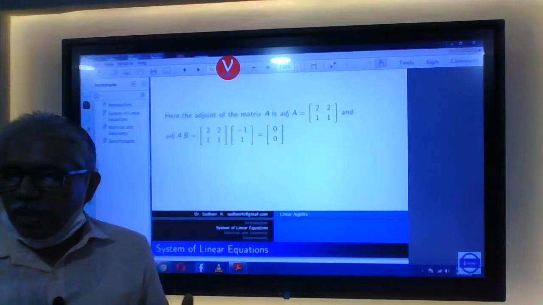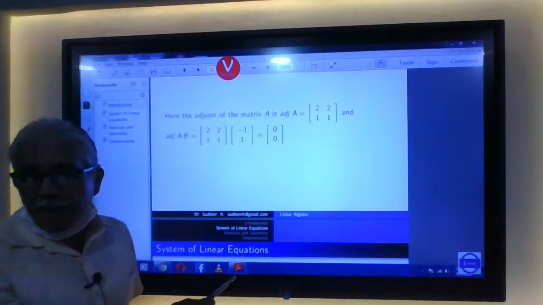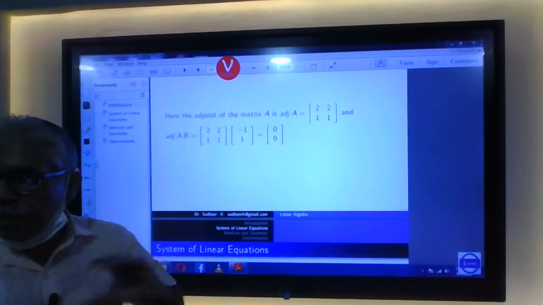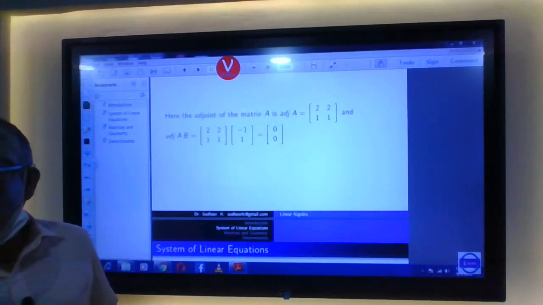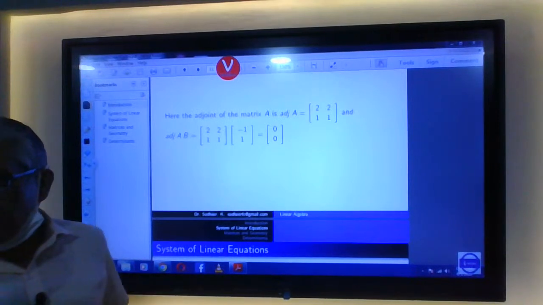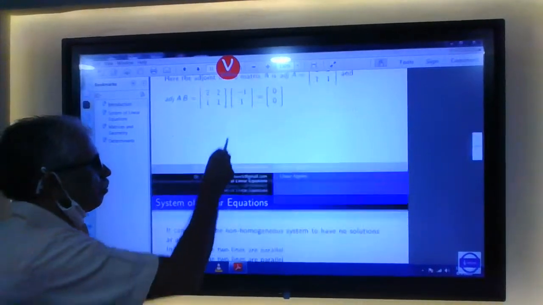And if adjoint A into B equals 0, there will be infinitely many solutions, because in the case of 2 by 2 matrices, or two equations with two variables, they draw lines on a plane, so they will be coincident lines.